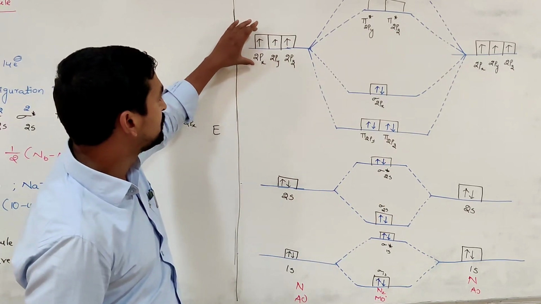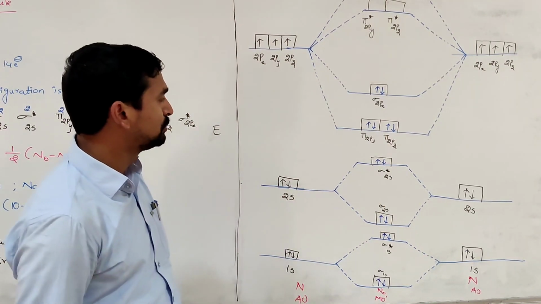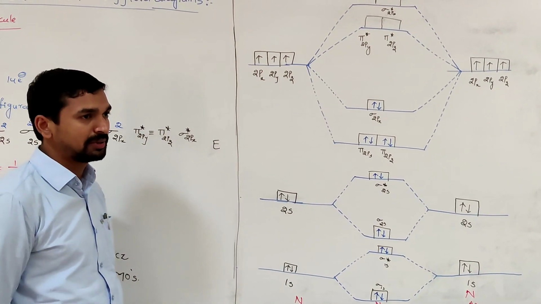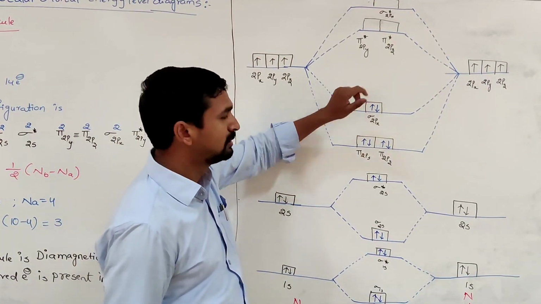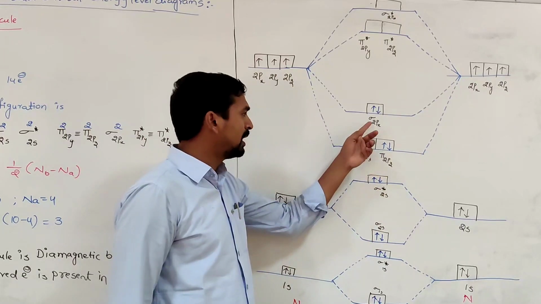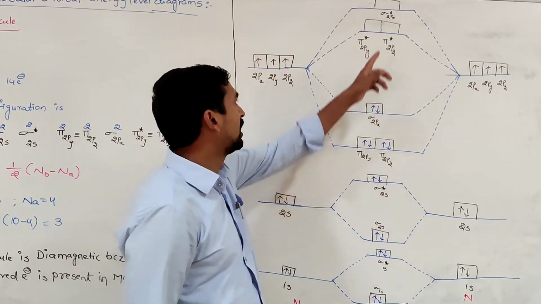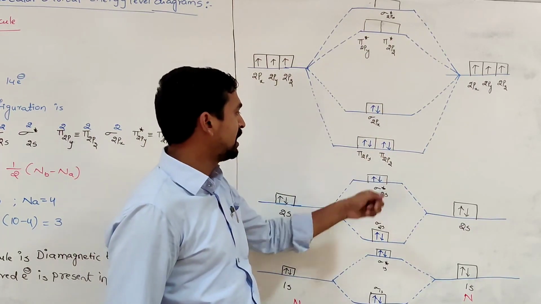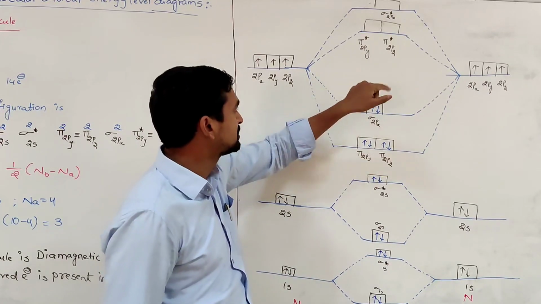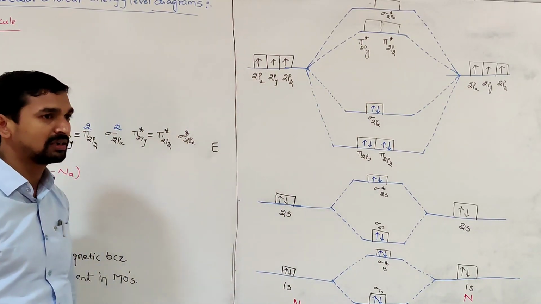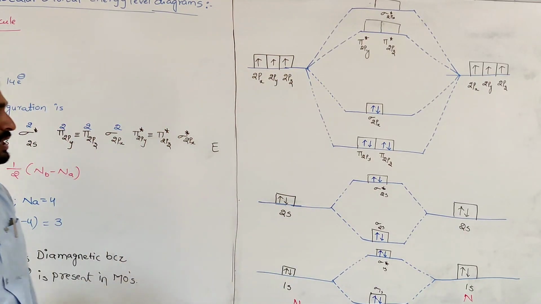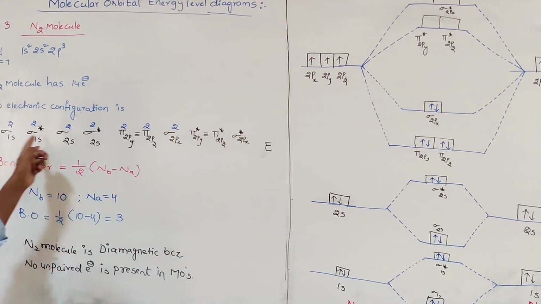The 2p orbitals combine to form 2 types of molecular orbital, sigma and pi. In the sigma molecular orbitals, one is the bonding molecular orbital sigma 2px and the other is the anti-bonding molecular orbital sigma star 2px. The pi molecular orbitals pi 2py and pi 2pz are bonding, and pi star 2py and pi star 2pz are anti-bonding. These molecular orbitals are ordered by energy with the help of spectroscopic data, and we write the electronic configuration and fill the electrons like that.